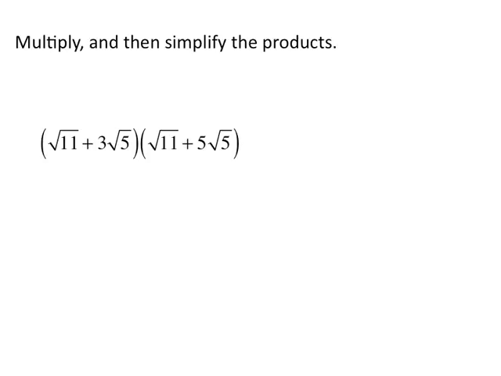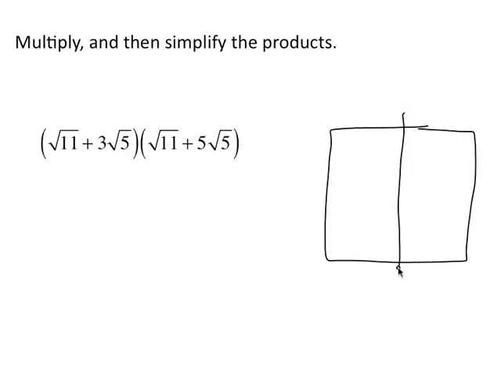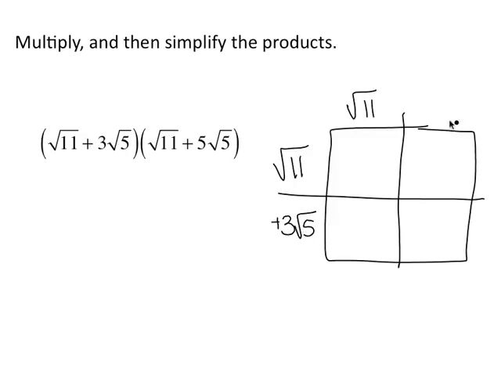Multiply and then simplify the products. We can solve this problem by using the FOIL method: first, outer, inner, last, or we can use the box. I like the box because I can organize my work. So I have the square root of 11 plus 3 square root of 5 times the square root of 11 plus 5 square root of 5.